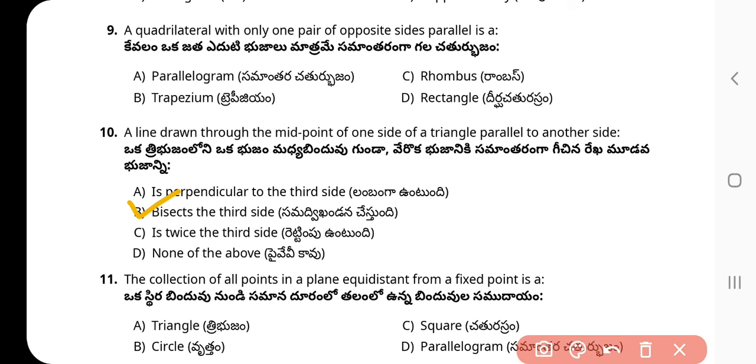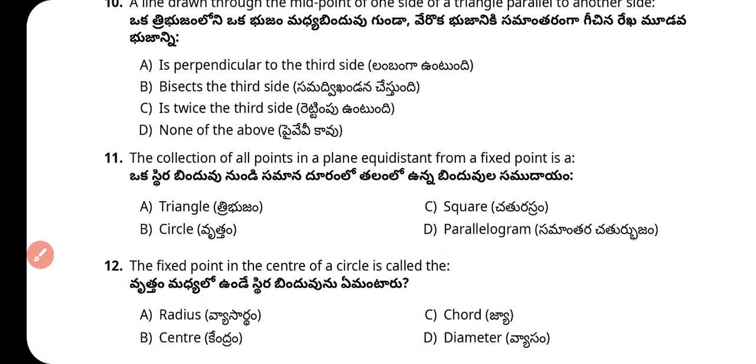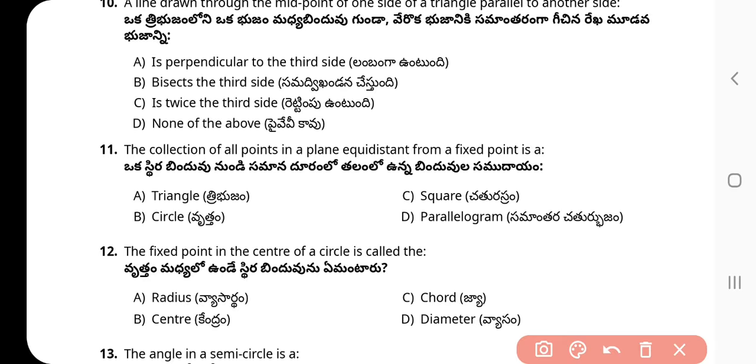Question number 11. The collection of all points in a plane equidistant from a fixed point is a triangle, square, circle, parallelogram. What is the answer? Answer is a circle. A circle is the locus of all points equidistant from a fixed center.